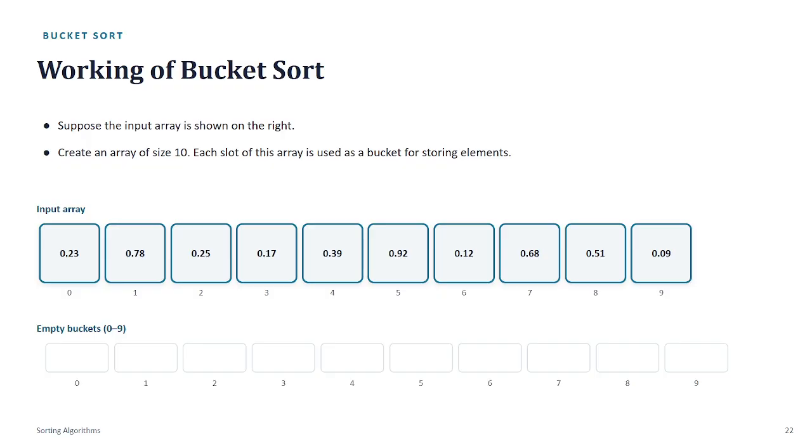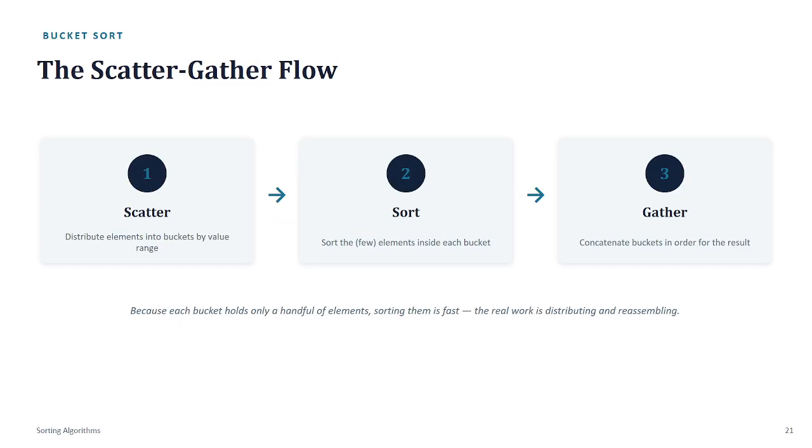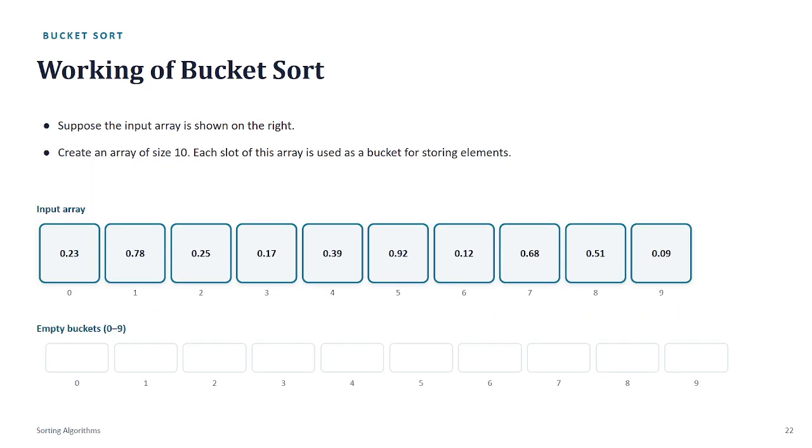Next one is about creating buckets. In this example we first create the empty buckets. Then we examine every value in the array. Depending on its range, each value is placed into the appropriate bucket.